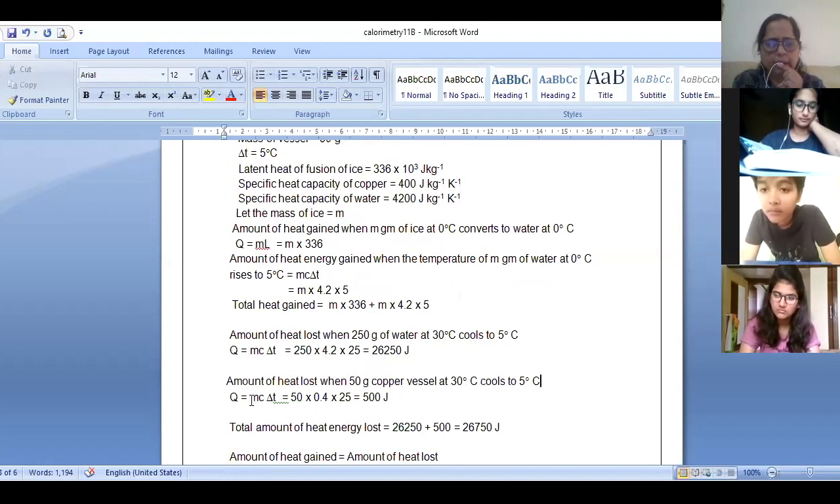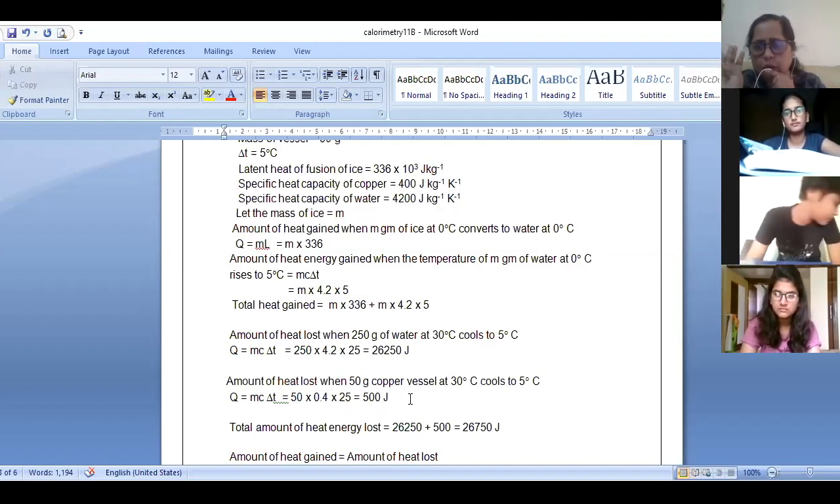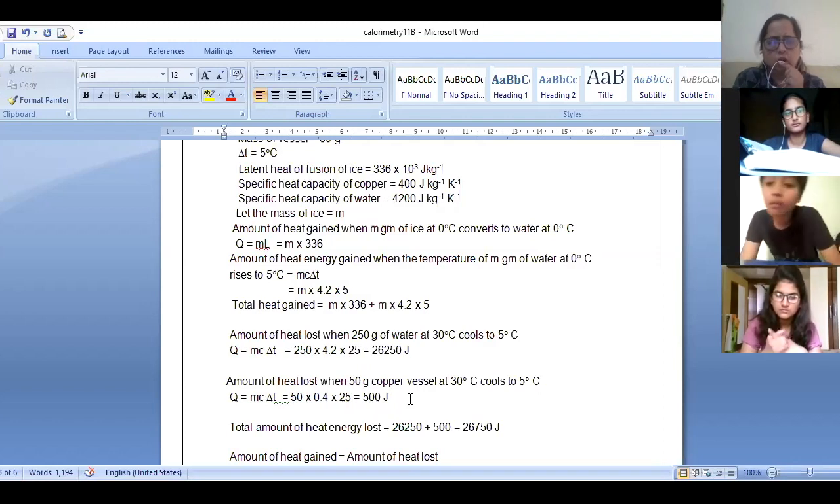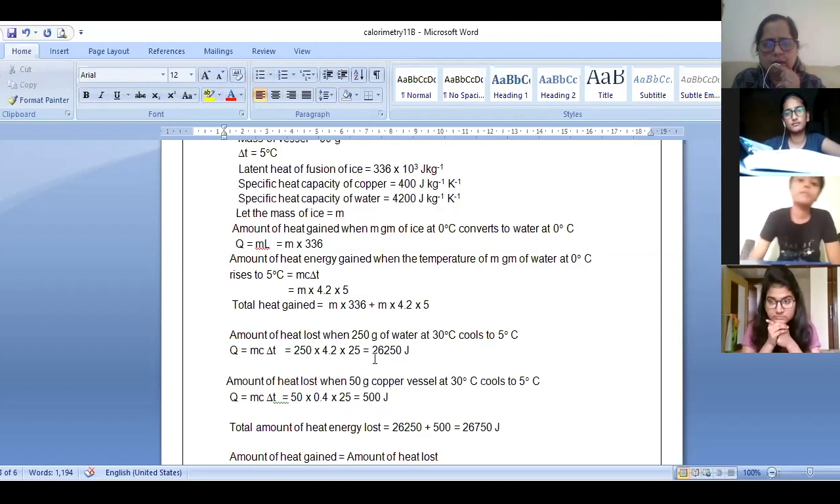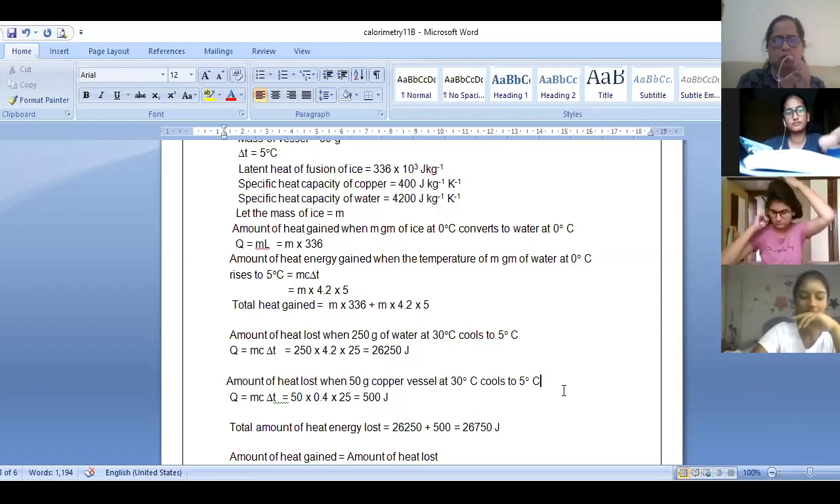So Q equal to MC delta T. So the mass is 50 grams. Now C is 0.4, specific heat capacity of copper, and 25 is the same thing. It has to come from 30 to 25, so 500 joules. Okay. So now who is losing heat? Two things are losing heat: copper vessel and water, right? So total heat energy lost here, 26250 plus 500, so 26750.